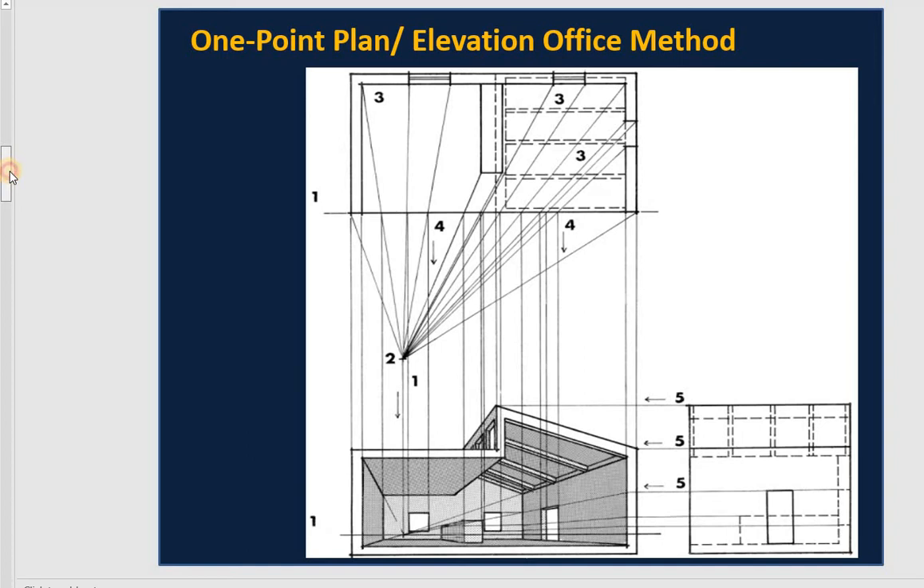This is one example, so you can draw for 1 point elevation office. For example, this one is the floor plan, and you can see the wall right here, the window right here. After that, you can see on the right side the wall, the thickness from the wall. And if you look at this one, number 1 is the picture plane, and this is the standard point number 2. So now if you look like this, you go vertical, drop down to this one, and you can see the wall right here, the thickness from the wall.